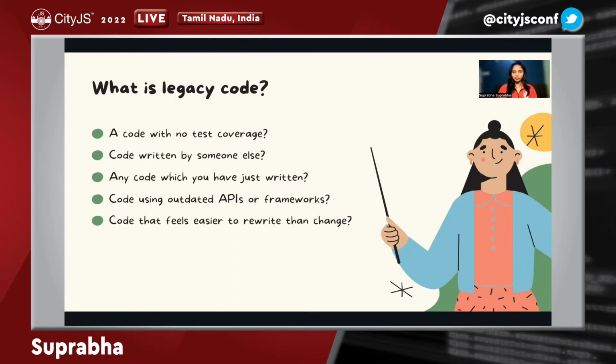If you are finding code which doesn't have test coverage, or code which has just been written by someone else, or maybe by you or by us also, that can be our legacy code. Or the APIs or the framework which have been outdated, and if we are using them, that will also become legacy code.